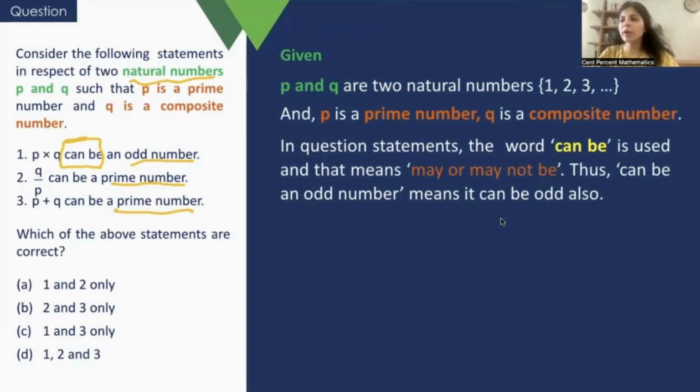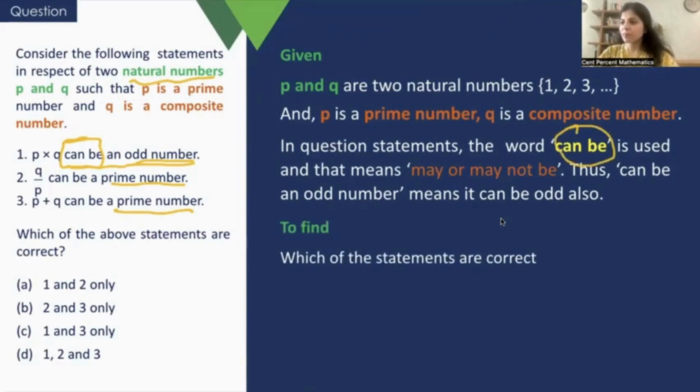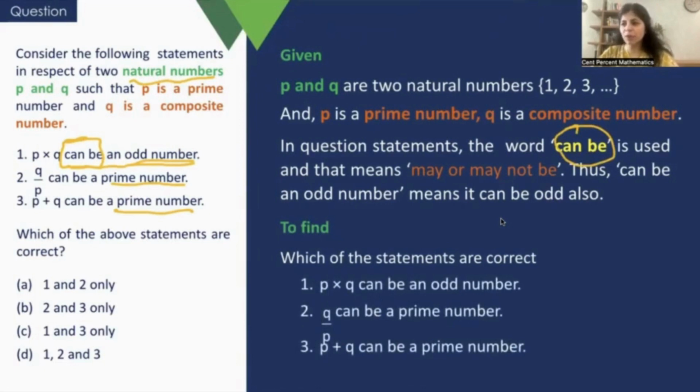How do you interpret the words "can be"? It actually means it may or may not be. So when it says that it can be an odd number, it means that it can also be odd. It could be even, it can also be odd. So we need to find which of the statements are correct. The only thing you need to understand is the use of the words "can be". So these are the three statements before you.